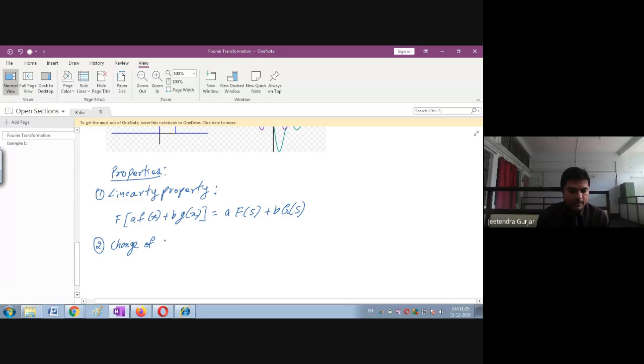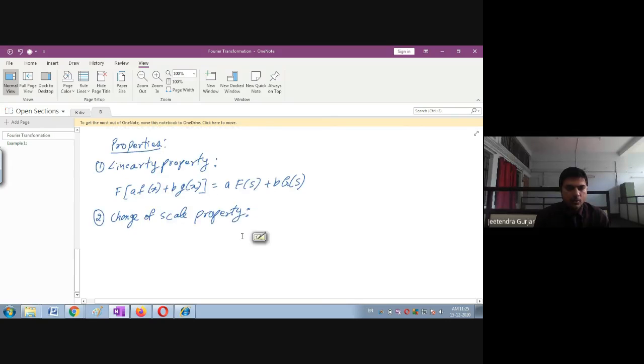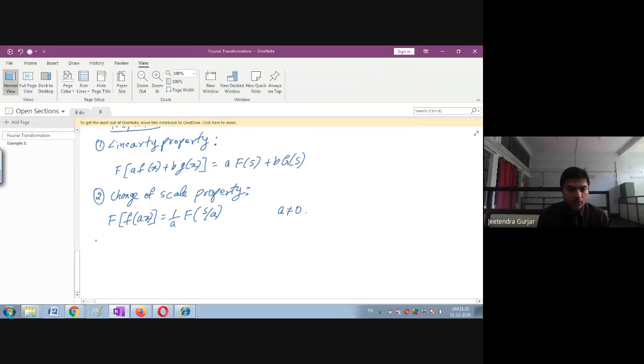Then we have the change of scale property. This is quite useful to solve the examples. If it is required, we are going to take this. Suppose a function is given, f of ax, which is equal to 1 upon a F of s divided by a, where a is not equal to 0. This will be understandable when you solve the example, students. Then I will show you how we use this one by one.